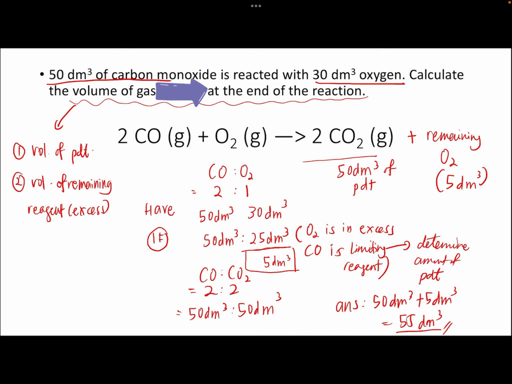Actually, this is an O-level question. This question is very similar to O-level questions on limiting reagents that always appear in MCQ.